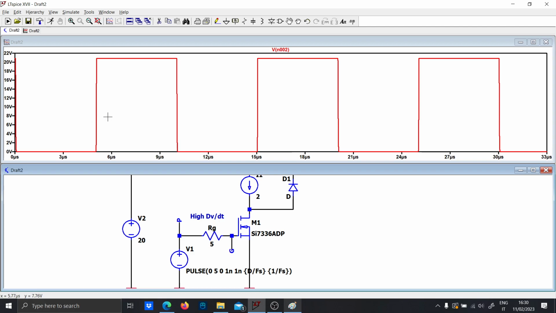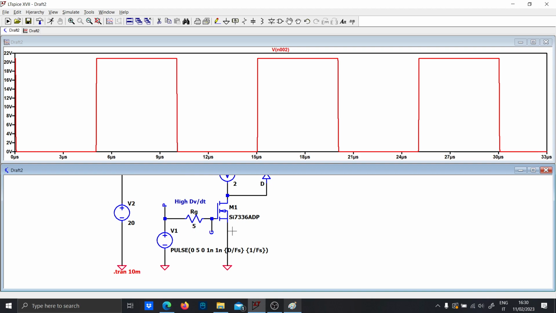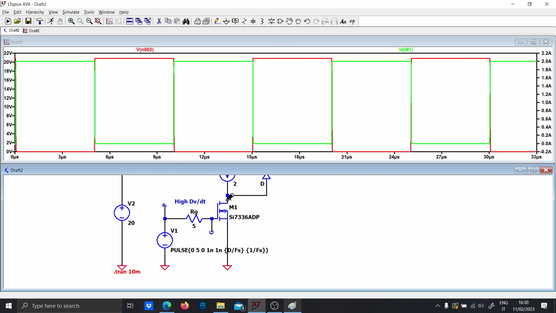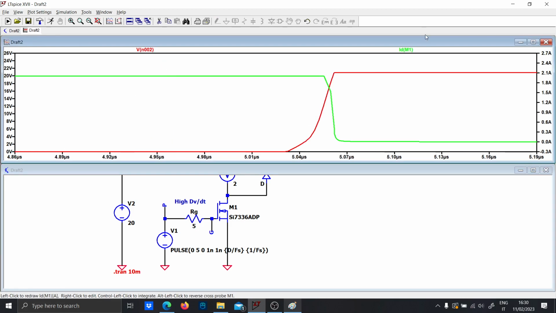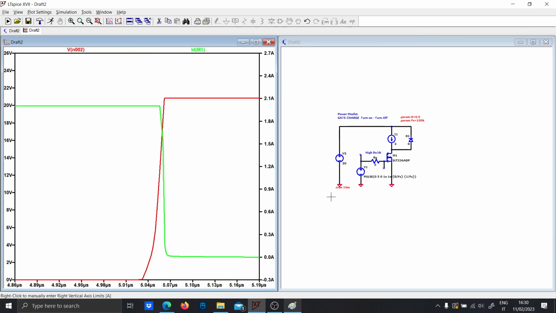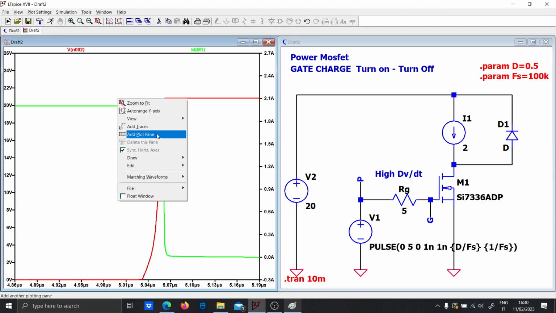So as you can see, the drain is switching between 0 and 20 volts, and the current which is flowing is exactly the opposite. So as you can see, most of the dissipation will be in this interval. Now let's add another plot.